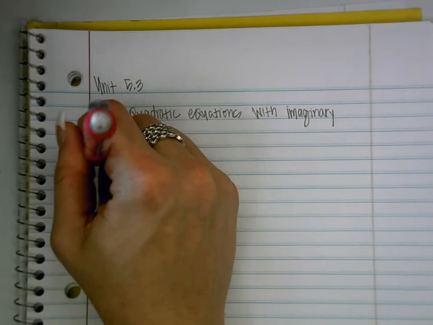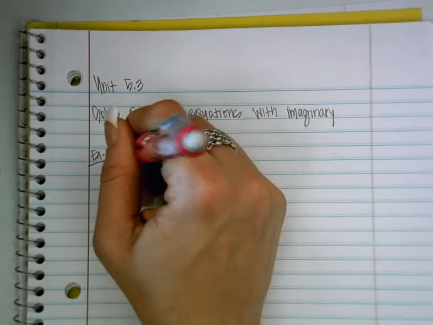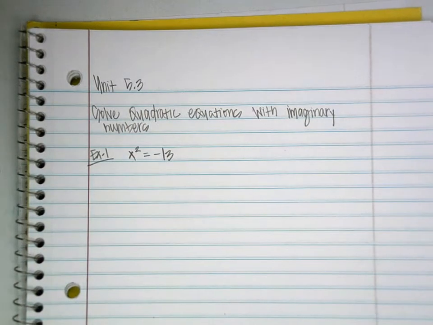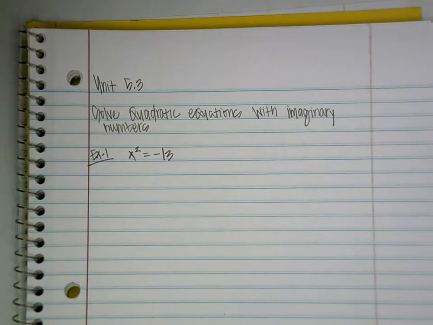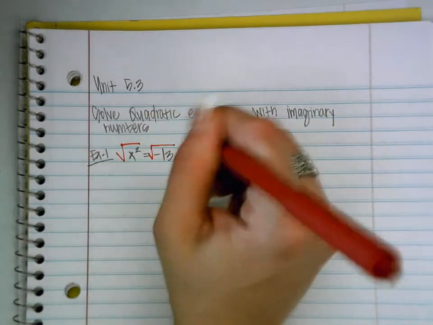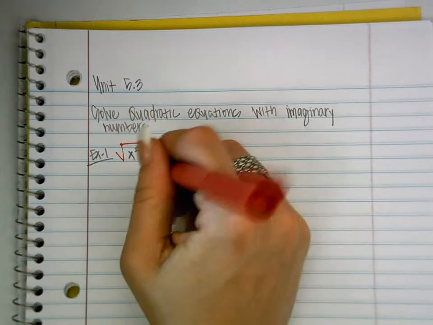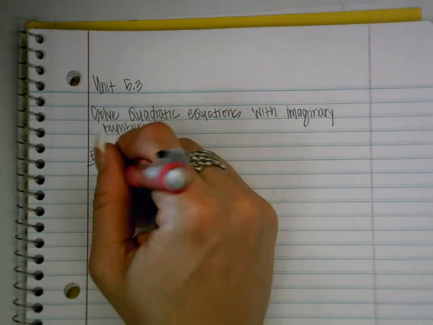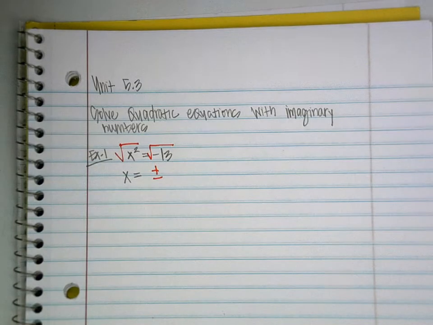So for number 1, I would like you to solve x squared equals negative 13. Anytime you have a square, what do you have to do to get rid of a square? Root both sides. What do you also have to do anytime you put in a square root? You have to put in the plus or minus, right? So even when it's imaginaries, you still have to put in the plus or minus. So x equals plus or minus.